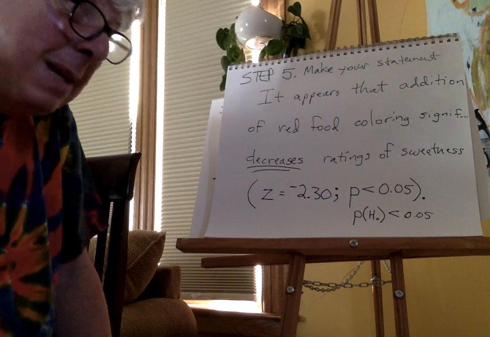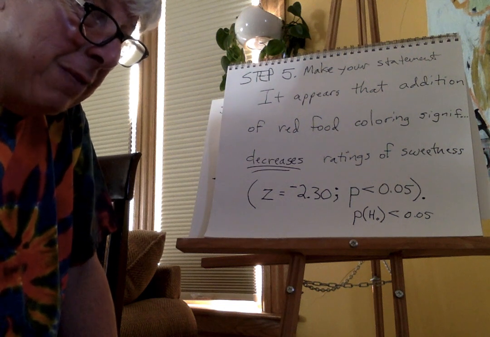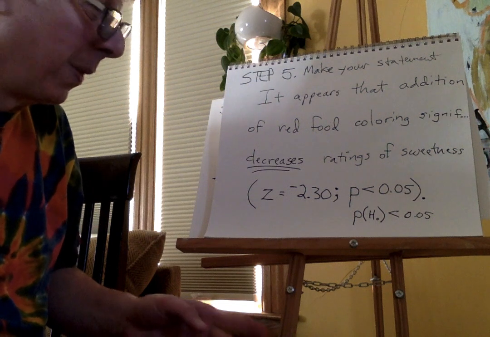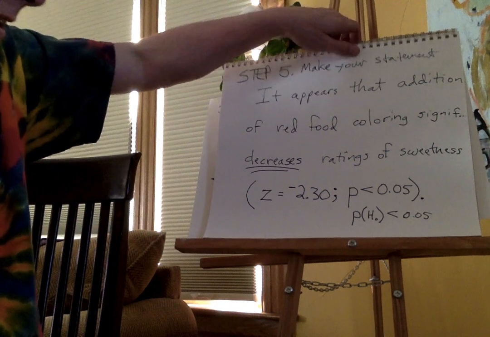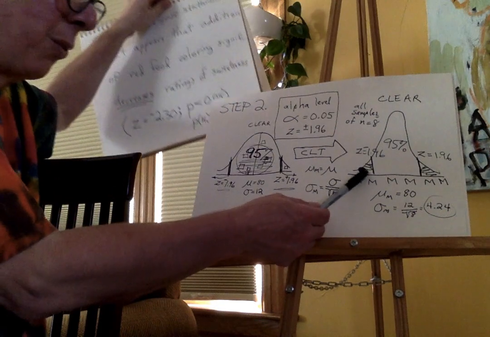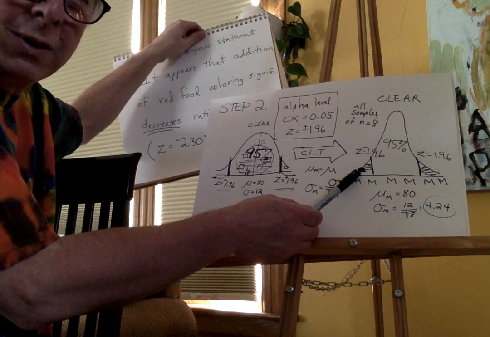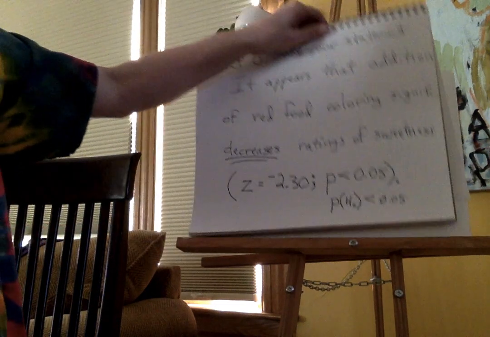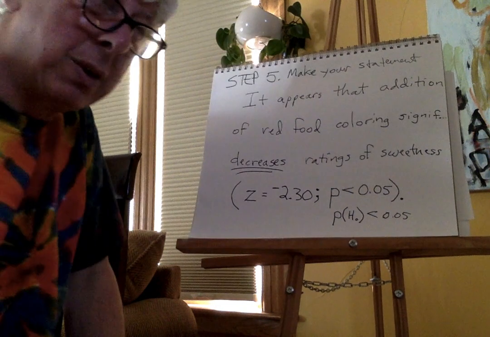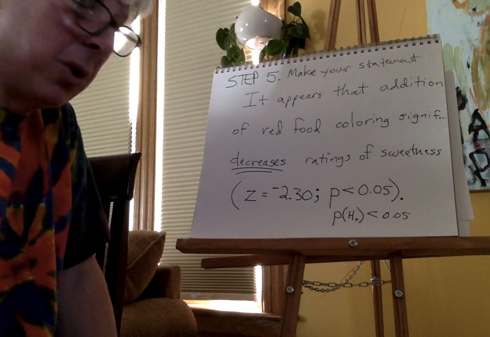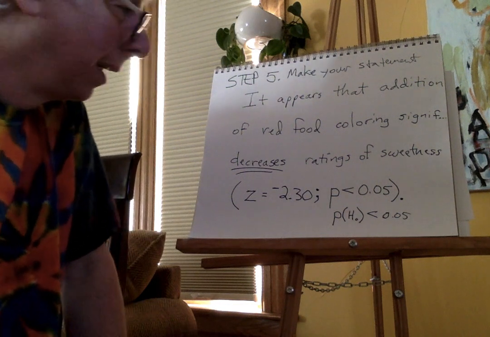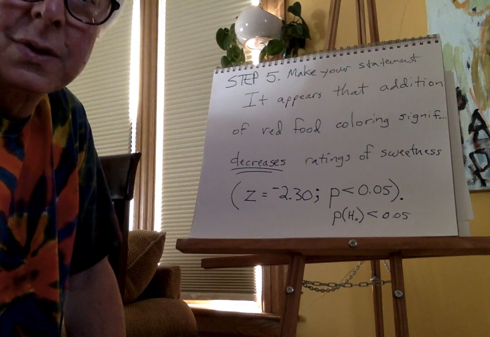So maybe the red food coloring doesn't really have an effect, but boy, that would mean that we just got a really, really weird sample of clear. So I have a decision to make. Do I think something really weird happened, or do I think that the red food coloring made a difference? I'm going to go with, I think the red food coloring made a difference.